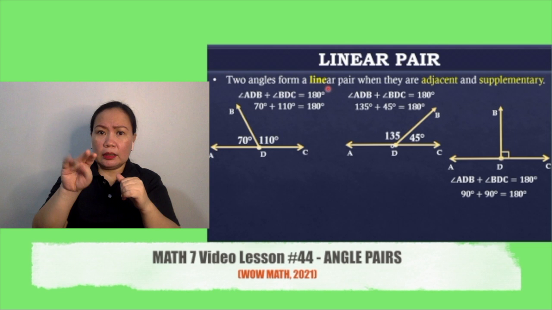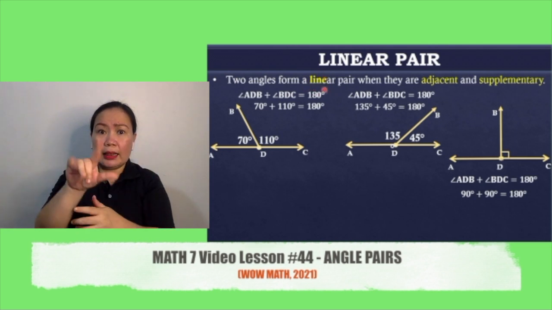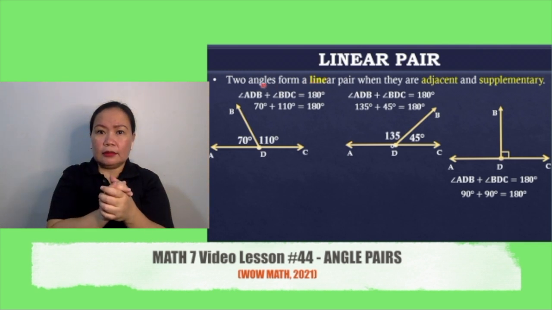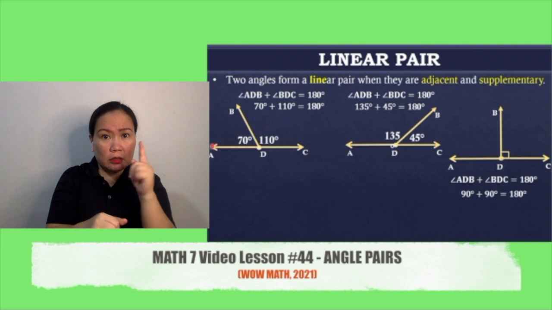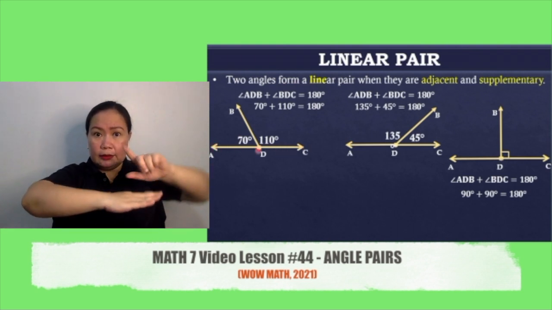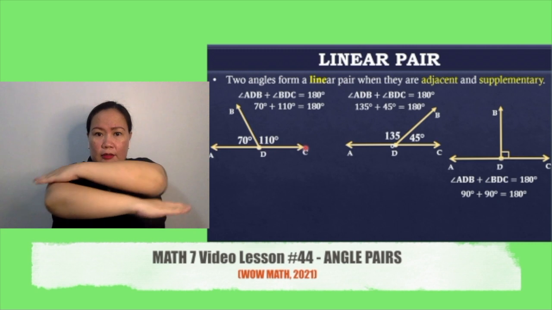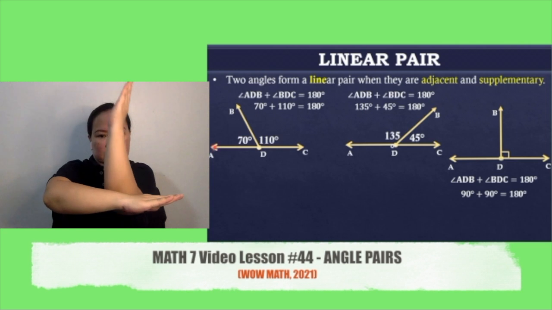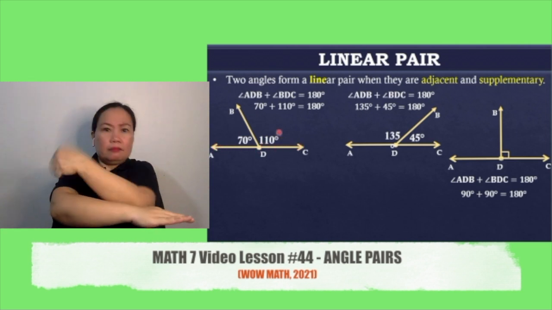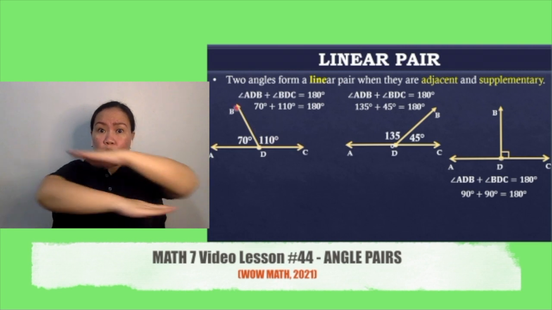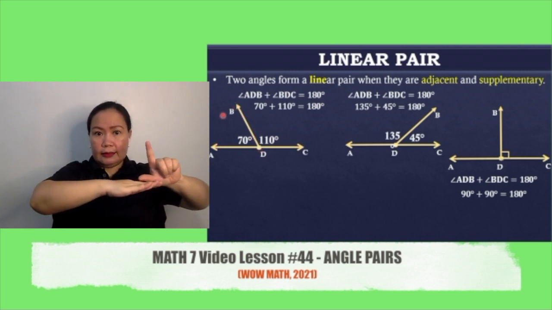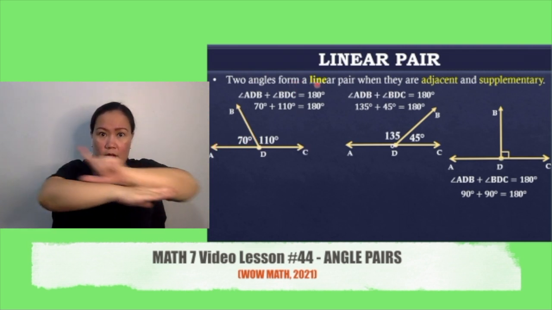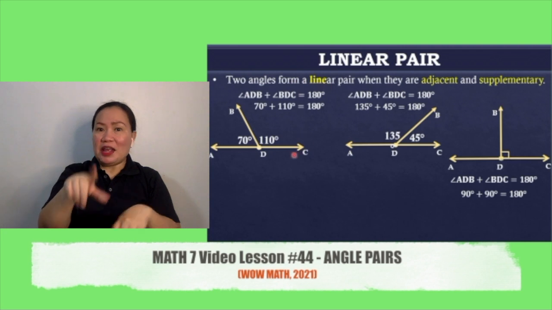Okay, so as you can see, highlighted po yung word na line. Bakit? Kasi pag sinabi nating linear pair, ito yung dalawang angles na makikita mo sa isang line. Okay? So kapag meron kang line dyan, at yung dalawang angles mo nandoon sa isang line, so kagaya nito, ito yung line, ito yung first angle mo, BDC, ito yung second angle mo, BDA. So kapag yung dalawang angles mo ay nasa isang line, that forms a linear pair. Okay, so dapat nasa isang line sila.